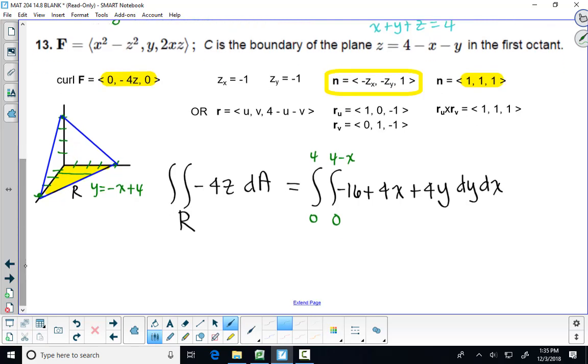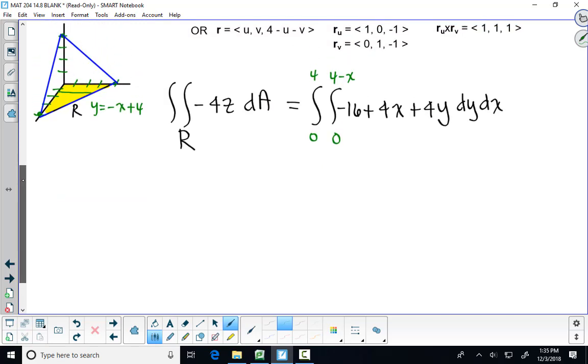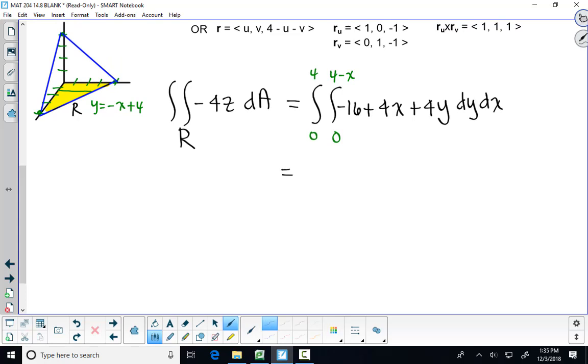All right, so then integrate this with respect to y and plug and chug. And the question is, do we want to go through this mundane part? Nah. This is the hard part, the setup. Integrate this with respect to y, plug in the 4 minus x, integrate that with respect to x, and plug in 0 and 4.